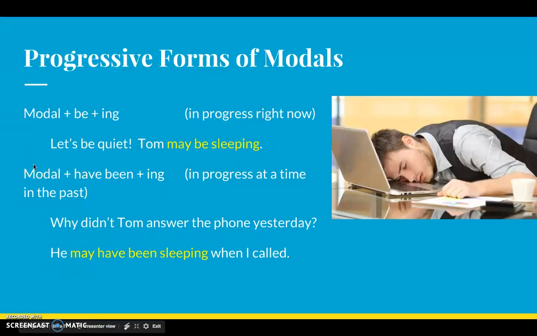If we want to express something that was in progress at a time in the past, and we want to express our uncertainty or our expectation about that, then we'll choose a modal verb plus have been plus ing. So I might ask, well, why didn't Tom answer the phone yesterday? He may have been sleeping when I called. May, here's our modal verb, have been, and sleeping, may have been sleeping. And this can go with many other types of modal verbs.